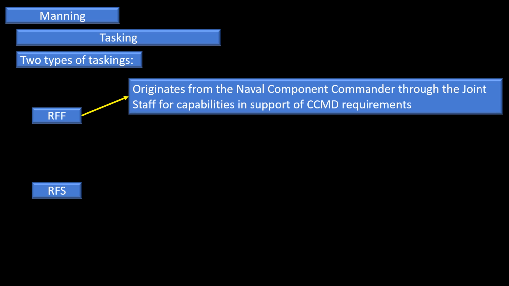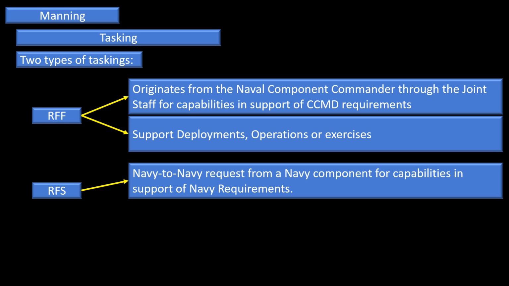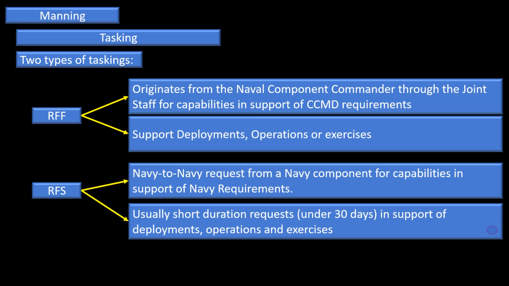All right, let's talk about tasking now. We've got two types of taskings we're going to discuss: a request for forces and a request for support. Our request for forces originates from a naval component commander through the joint staff for capabilities and support of combatant command requirements. It supports deployments, operations, or exercises. Our request for support are Navy to Navy requests, from a Navy component for capabilities and support of Navy requirements. And again, it supports deployments, operations, and exercises, but these are usually short duration, usually under 30 days, for requests for support, while a request for forces is usually a little bit longer.